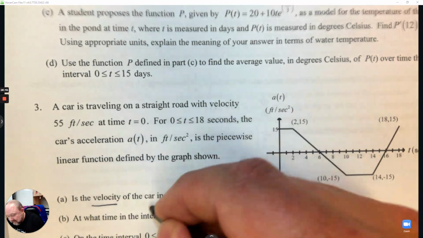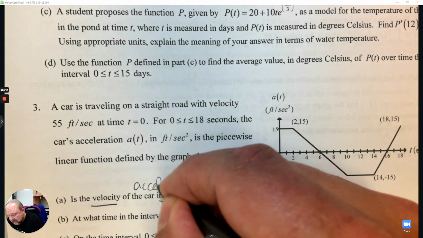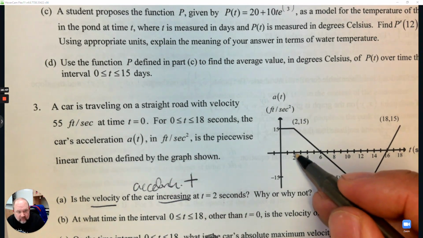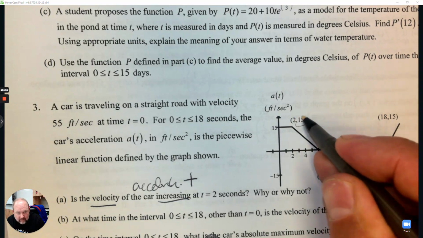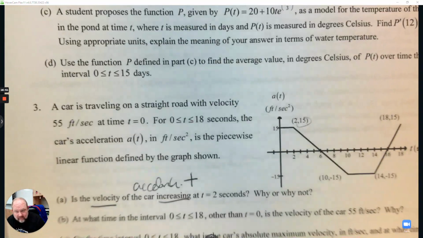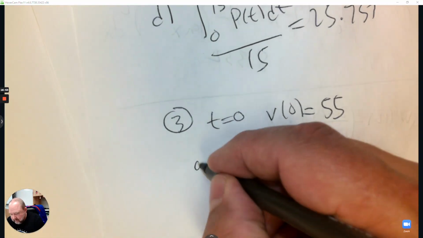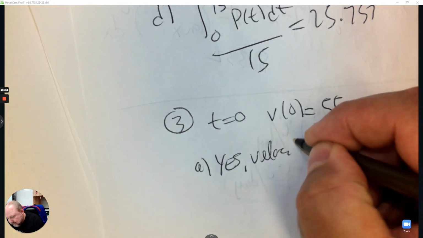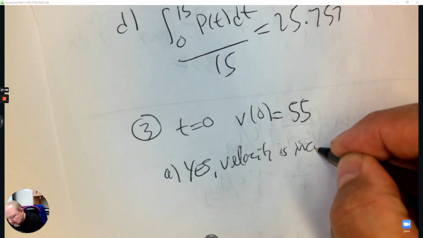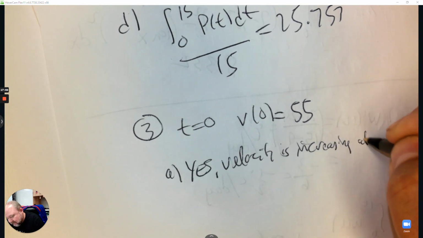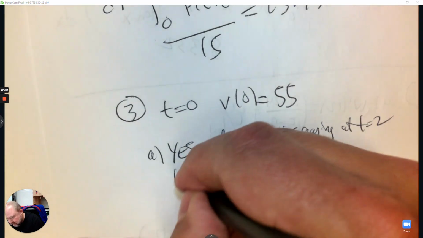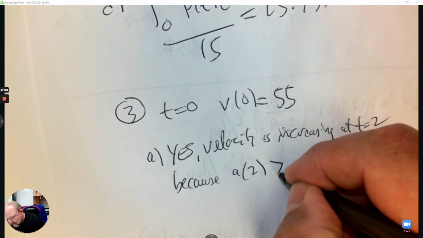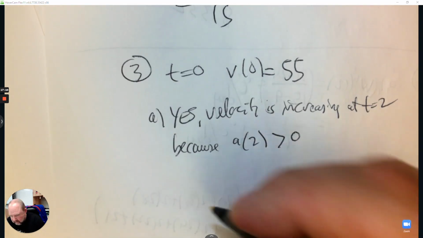So velocity increasing means we check if the acceleration is positive. So at 2 seconds, the acceleration is positive, which means yes, it's increasing. So in part A, the answer is yes, velocity is increasing at t equals 2 because the acceleration at 2 is positive, or greater than 0.